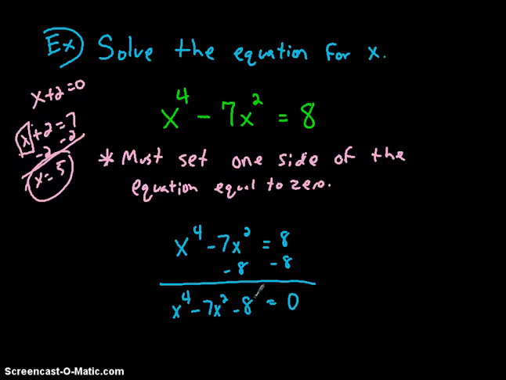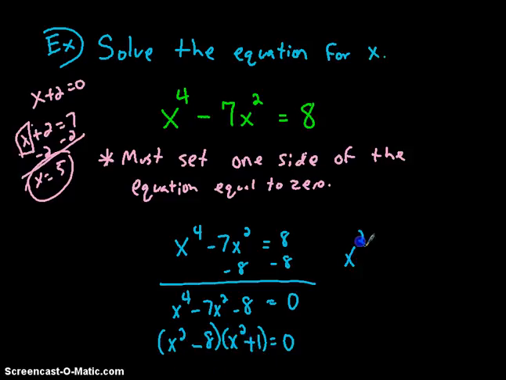Take a look at this and tell me if you can factor it. If you can, go ahead and factor it. So pause the video and factor it now. If you did that, you should have got the factors to be x squared subtract 8, times x squared plus 1. The next step, set these factors equal to 0 once you have it in factored form.